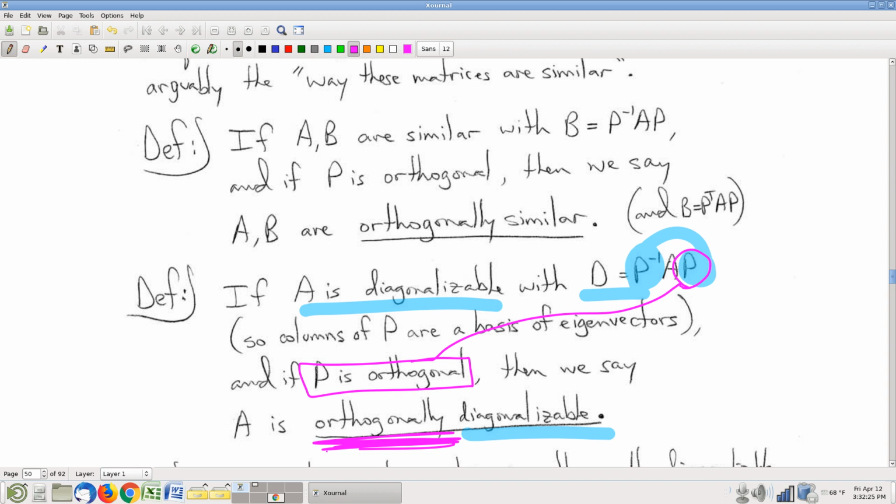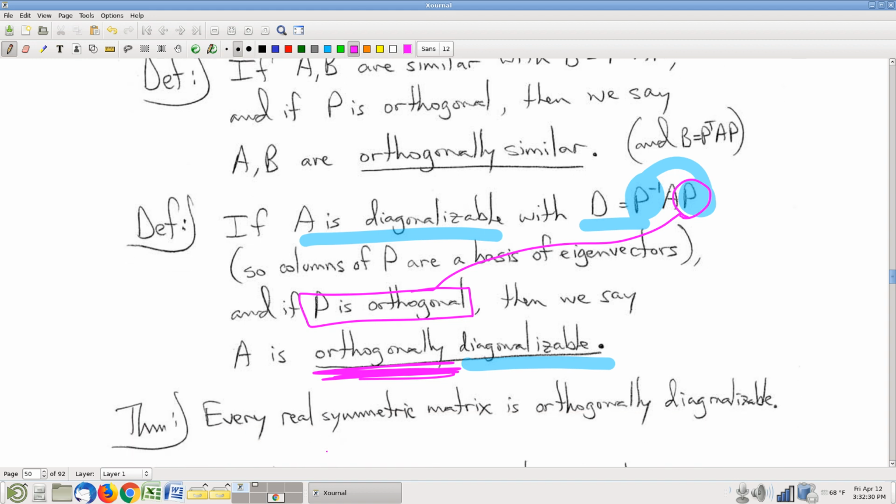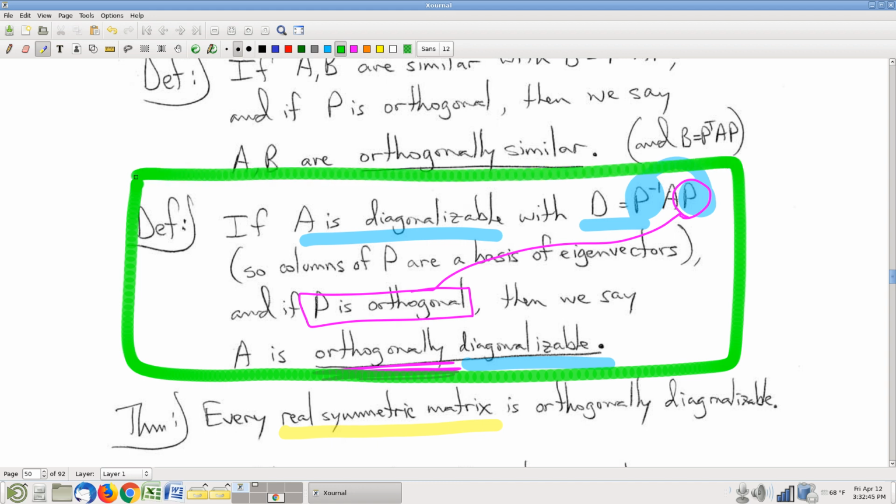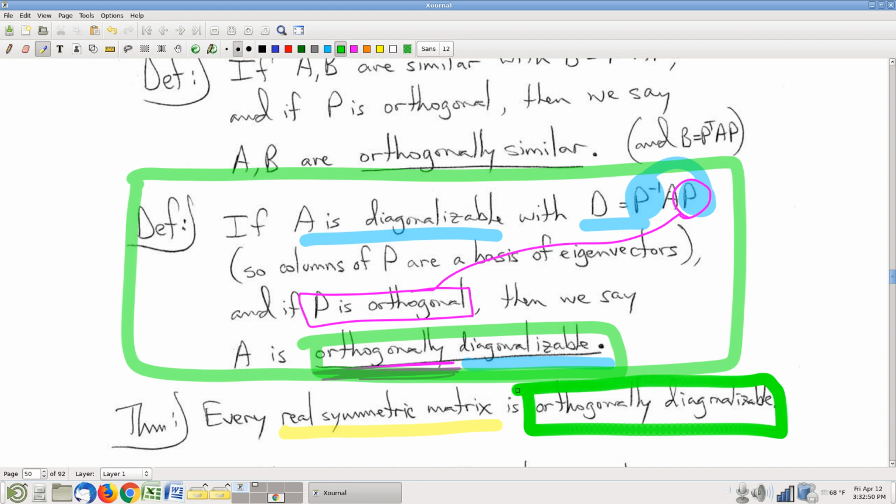Okay. So why am I spending time on this? It's because this is the punchline of the next theorem. This is the last theorem I'm going to talk about in this section. If you have a real symmetric matrix, it is, as described here, orthogonally diagonalizable. All right, so it's not just diagonalizable, it is orthogonally so. It can be done with an orthogonal matrix.